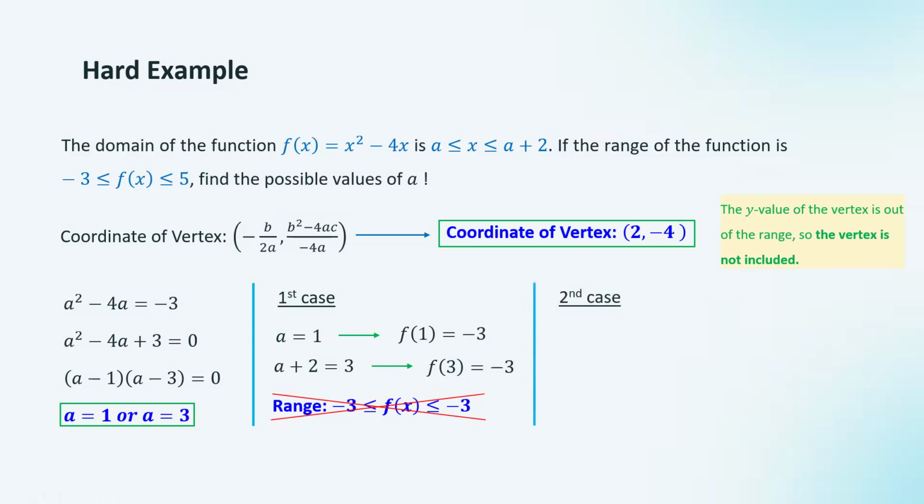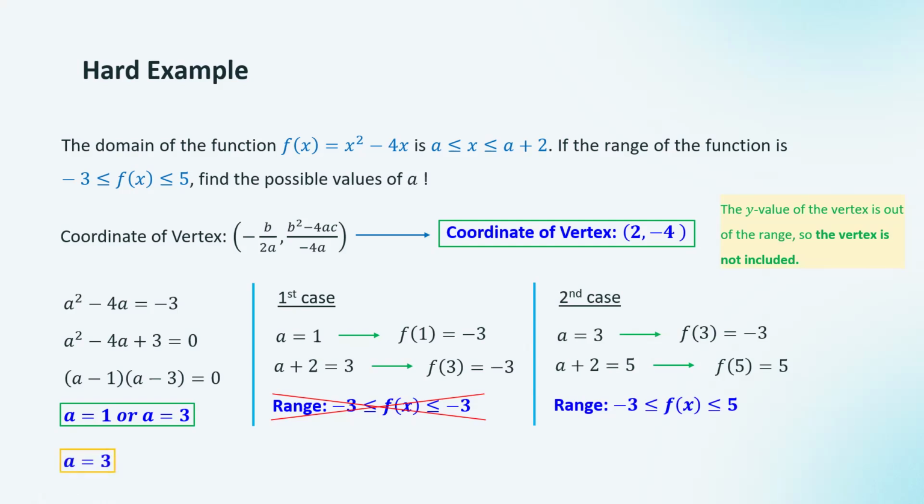For the second case, a is equal to 3. If we input the a value into the function, it gives us -3. And a plus 2 is 5, and f of 5 is going to be 5. Now, the range of the function is -3 to 5. This is the same as what's stated in the problem, so we know this one is correct. Therefore, the possible a value is a equals 3.